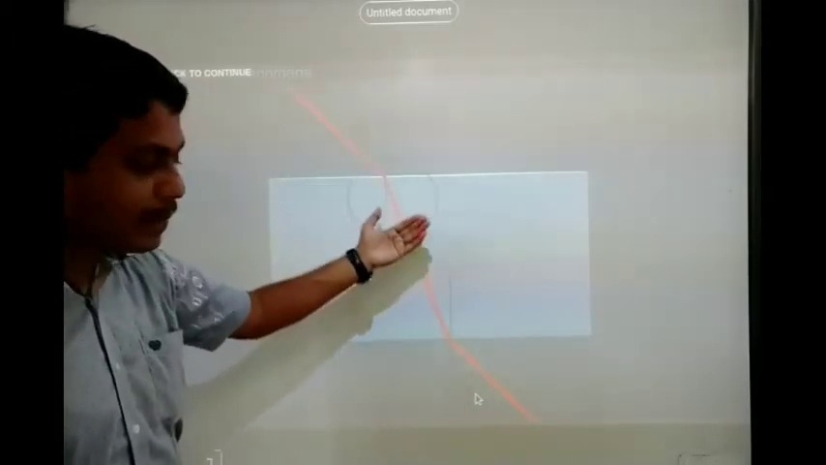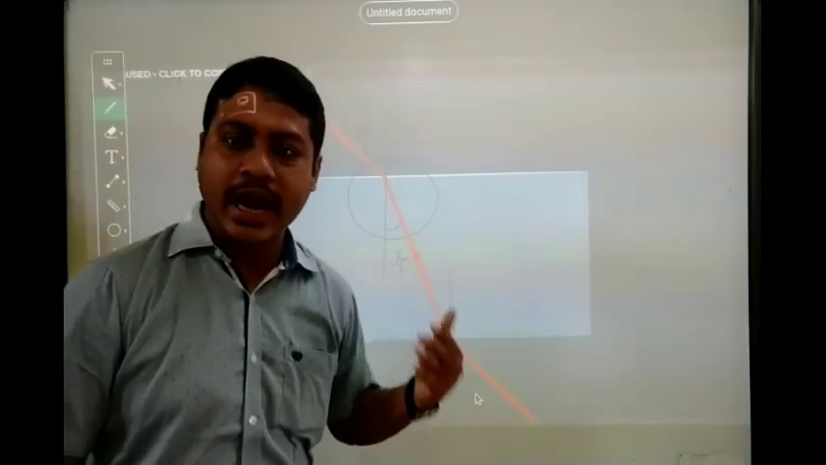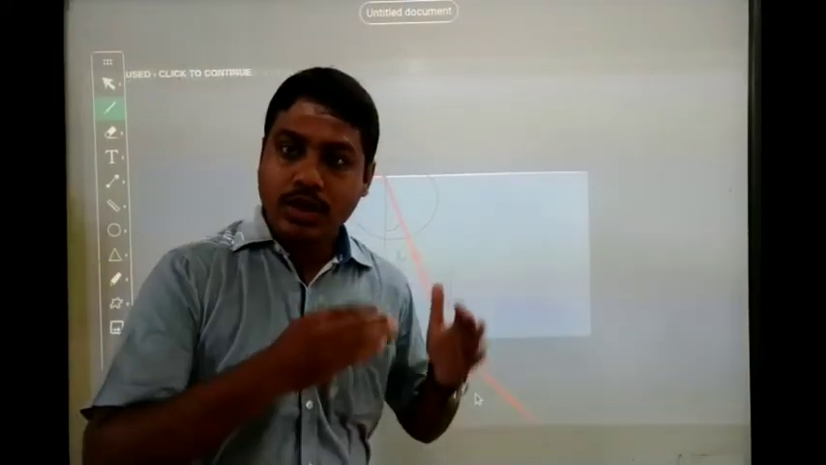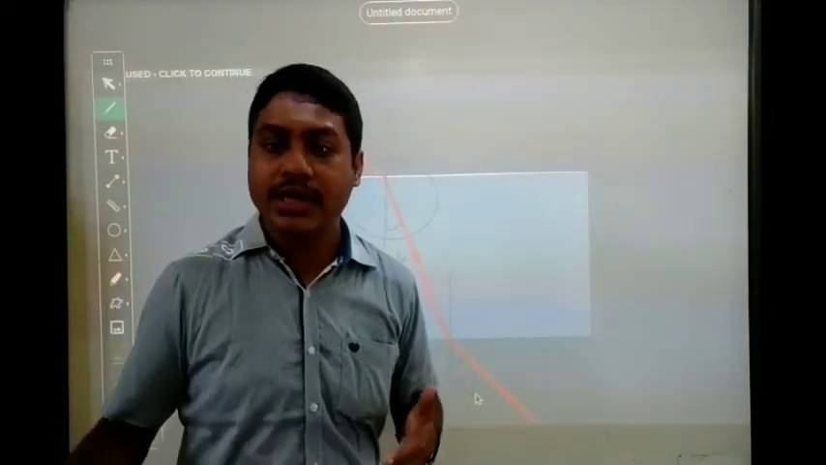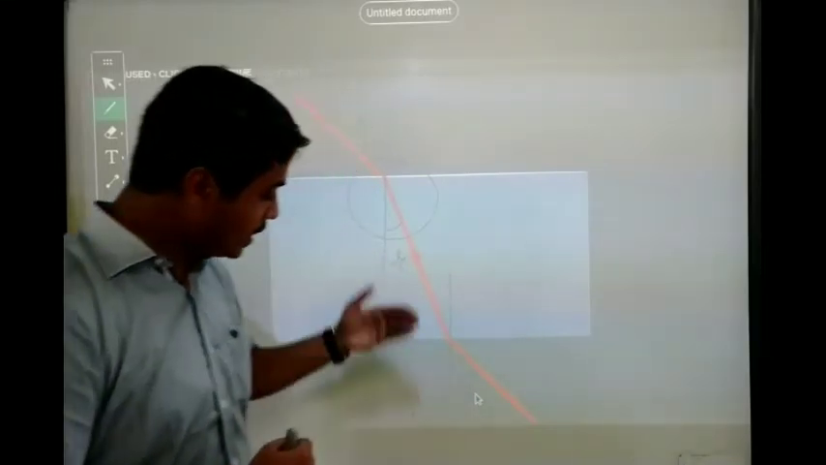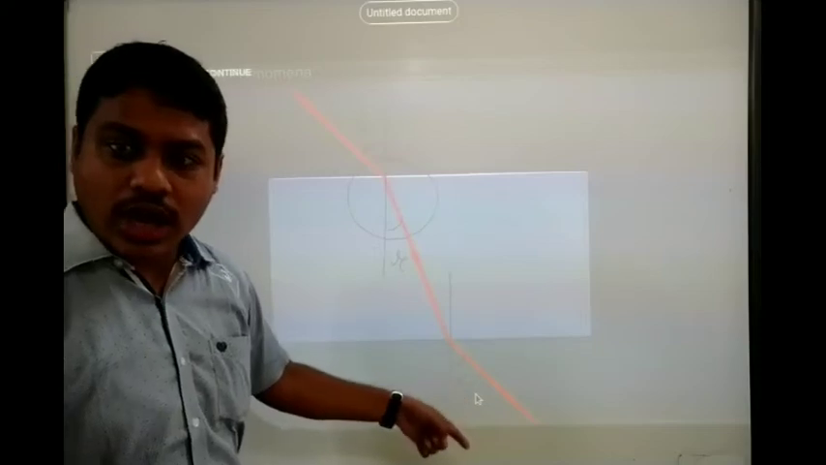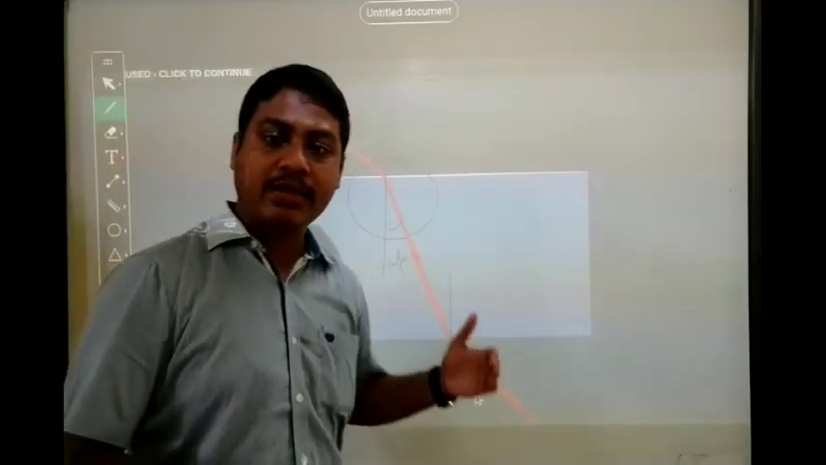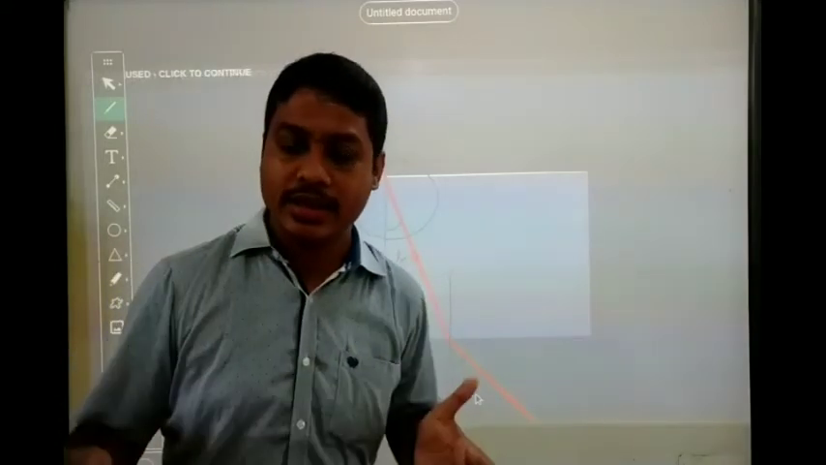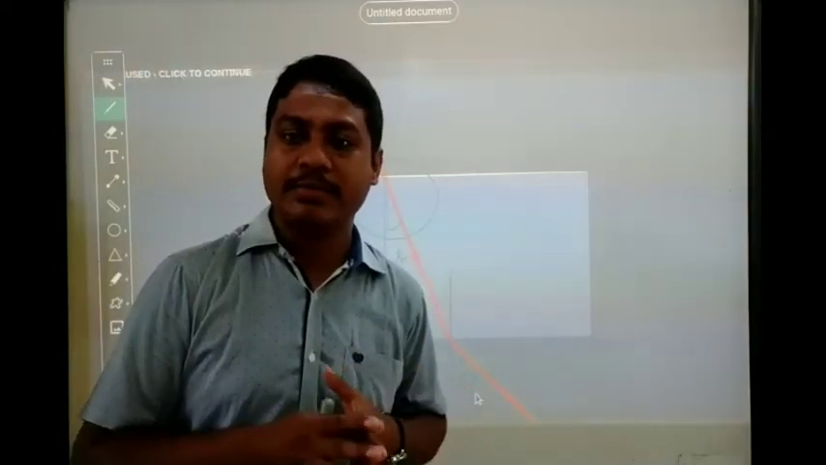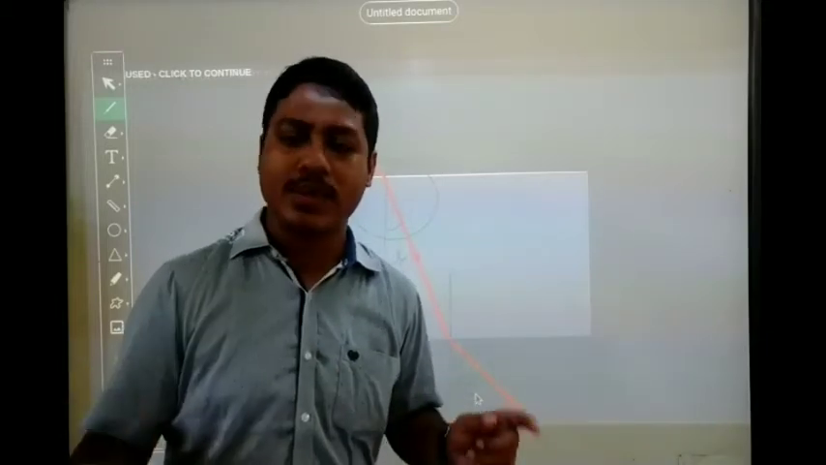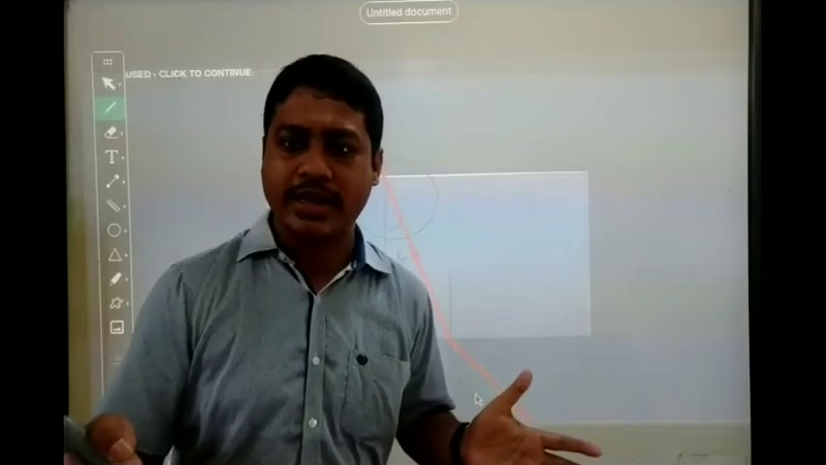So why does the light ray bend towards the normal? The reason is that the speed of light decreases, and because of that it bends towards the normal. And when the light ray goes from the glass to the outer medium, the rarer medium, it bends away from the normal. The reason is that the speed of light increases. So that is the reason why the light ray bends when it enters the glass and when it goes away from the glass, which we have already covered in class 10.